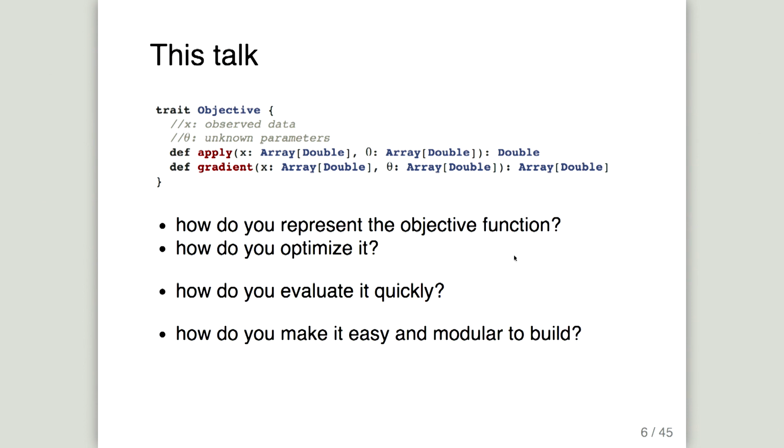And the question is, how do you represent it? How do you optimize it? How do you evaluate it? And how do you make it easy to build? So you could write an objective function and use Rainier samplers with it, where you literally type out a bunch of Scala code that takes an array of data and an array of parameters and gives you back a value.